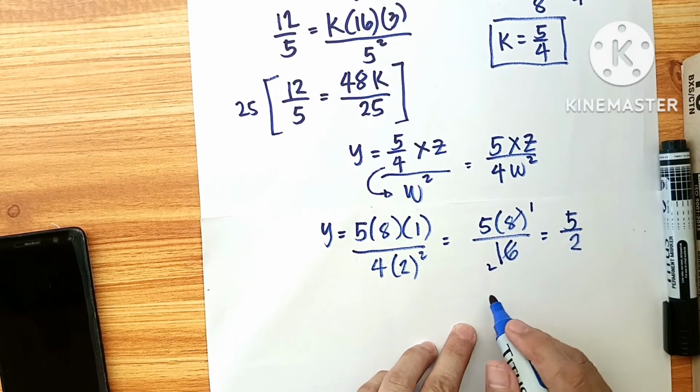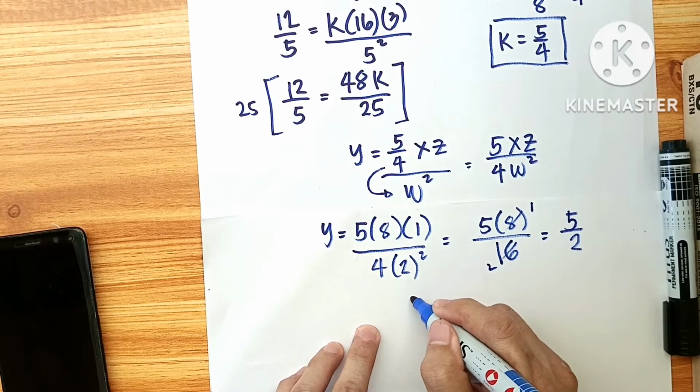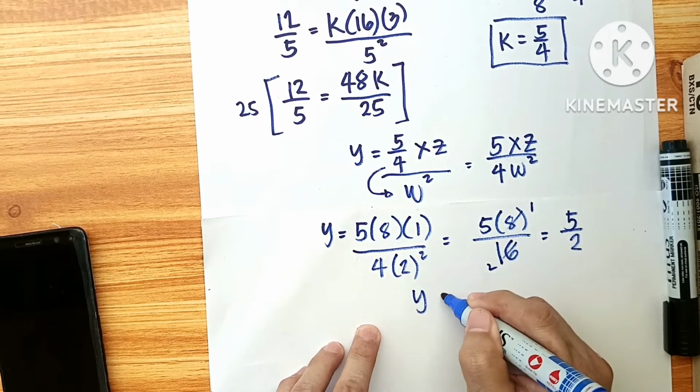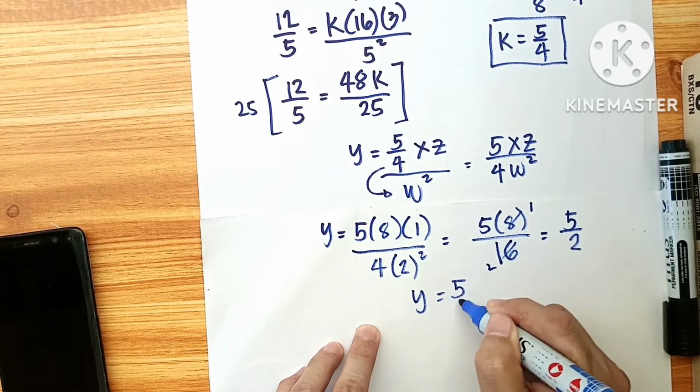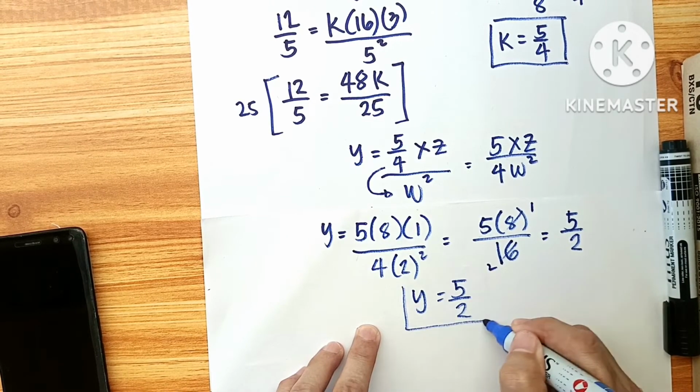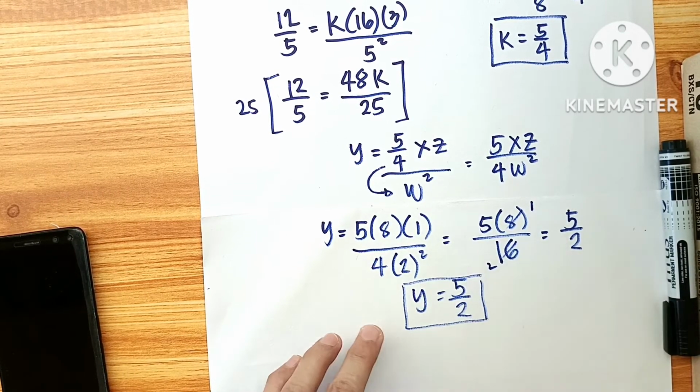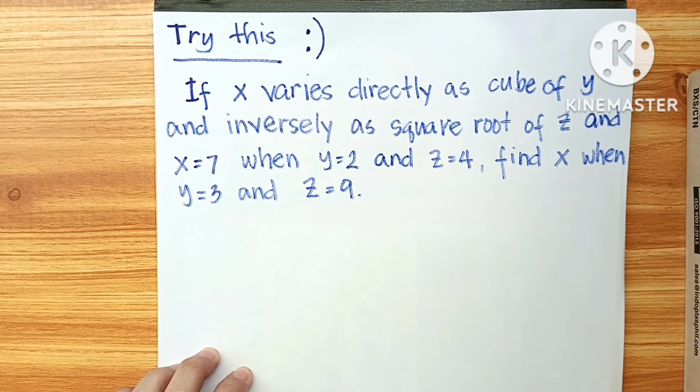So those are my tips on fractions that you should not forget. Okay? So y now is equal to 5 over 2 and that's it. Okay, of course, we have Try This, a new segment in our tutorial. So, I'll give you 3 minutes only. Okay? So you may start now.